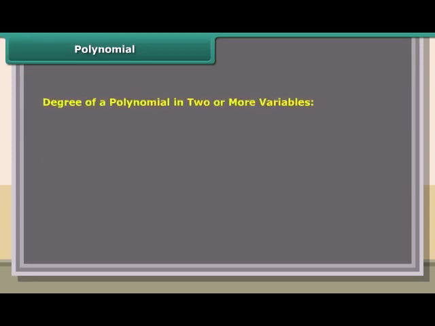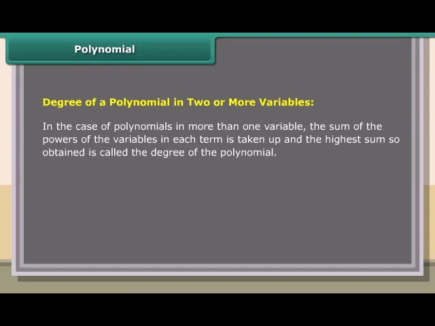Degree of a polynomial in two or more variables. In the case of polynomials in more than one variable, the sum of the powers of the variables in each term is taken up, and the highest sum so obtained is called the degree of the polynomial. Example: 5x square y cube minus 3xy square plus 6 minus square root 2 x raised to the power 4 is a polynomial of degree 5 in x and y.